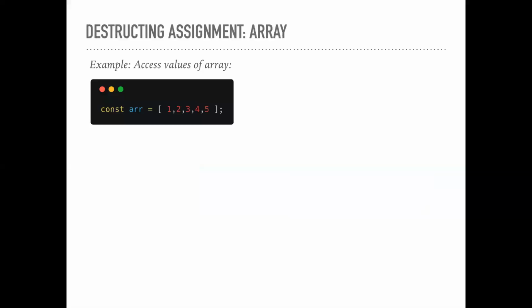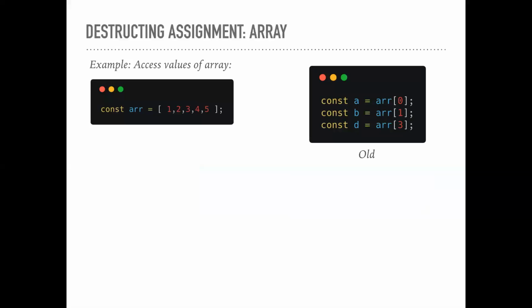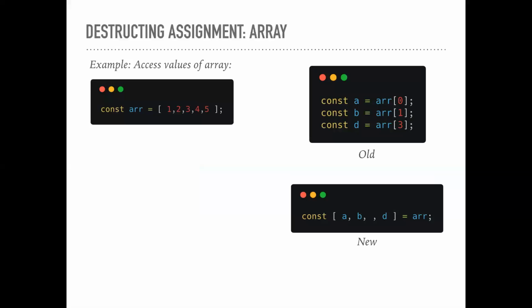Now we can do the same thing with an array. Let's say I have this and I want to access the 1st, 2nd, and 4th elements. This is how I would write it the old way. And then in the new way, check this out. You see this is empty? There's nothing here. So I'm saying it's the first element, the second element, and the fourth element.